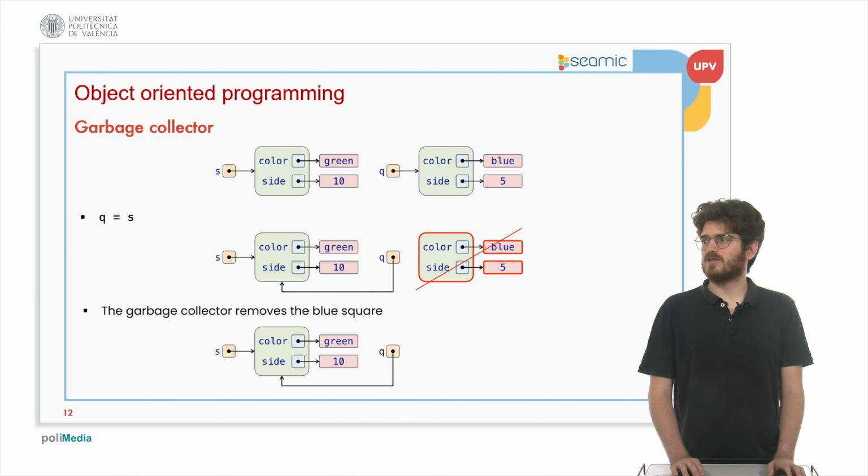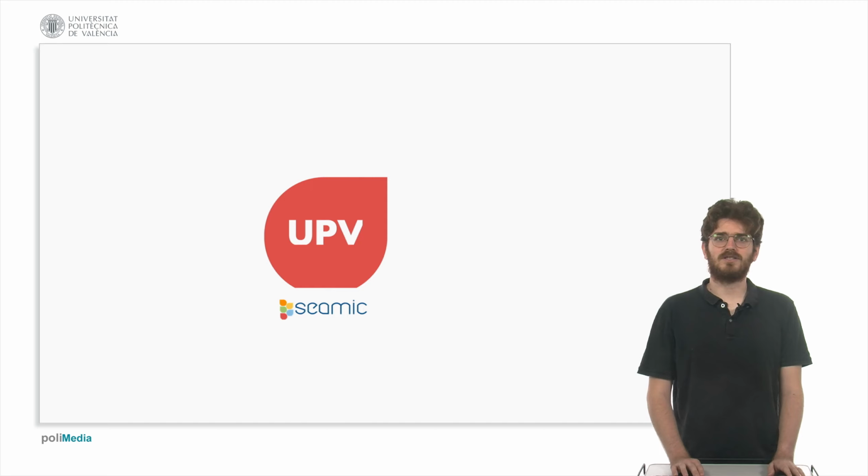Then, whenever the garbage collector notices this, it will remove this square from memory, and the memory will be freed up to use in whatever we need it for next. And we'll see what we'll use it for in the next video.